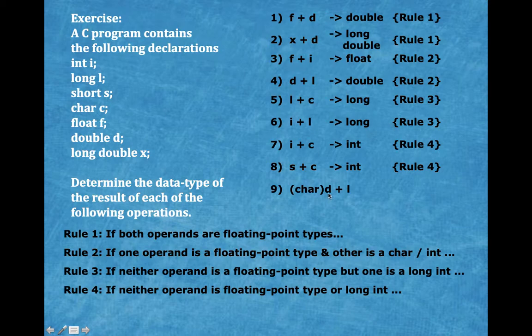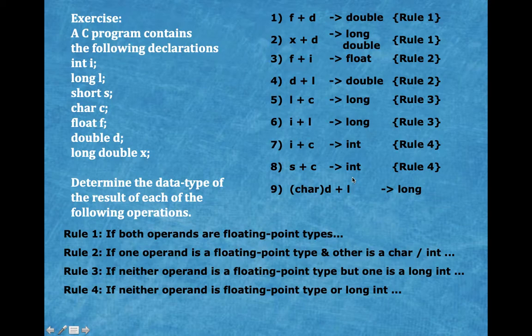So I have casted d to data type char. But just tell me one thing. Had it been only d plus l, this is l by the way, what would have been the data type of the result? The data type would have been double, which is rule number 2. But now we have typecasted d to a character. So it has become character plus long. So which rule number will be applicable? Rule number 3, and the answer is long.